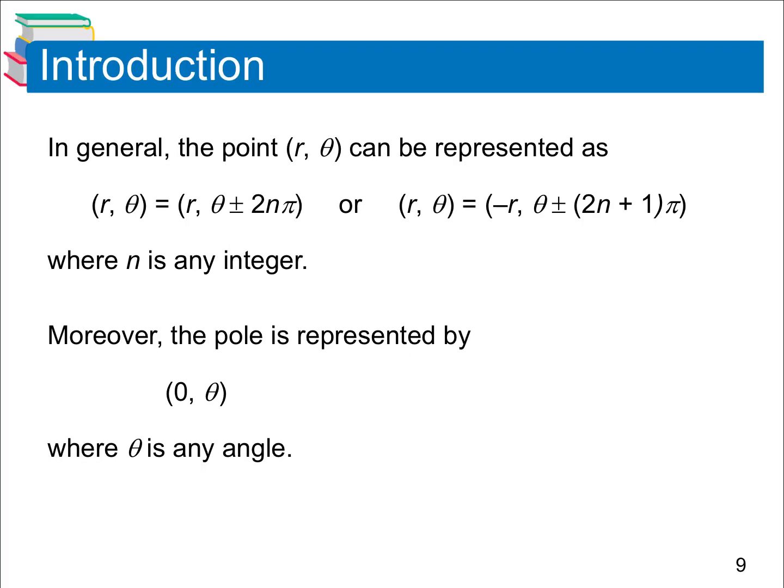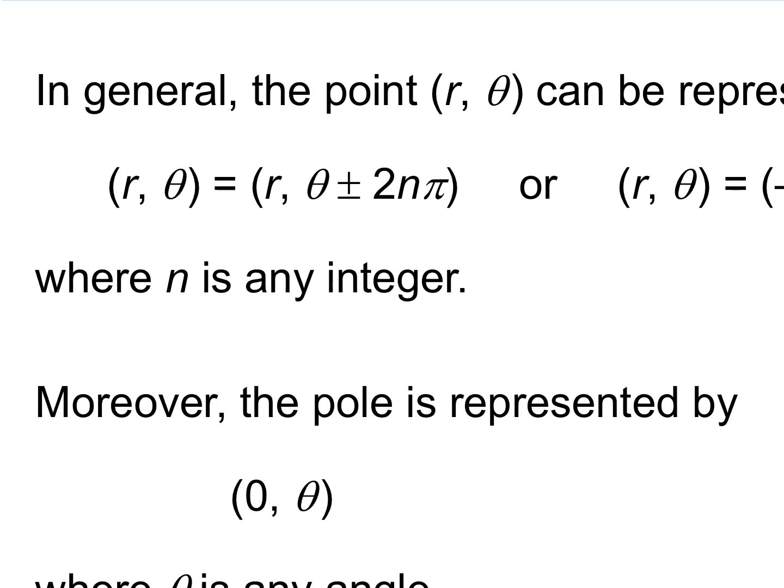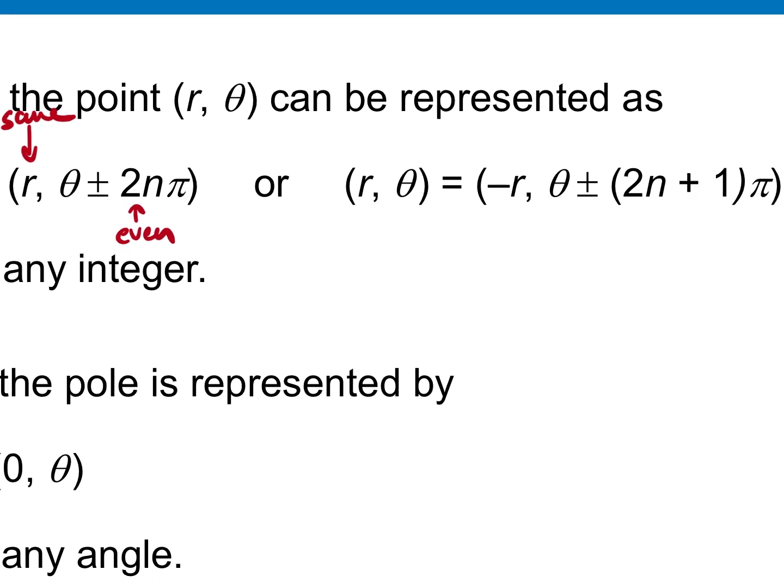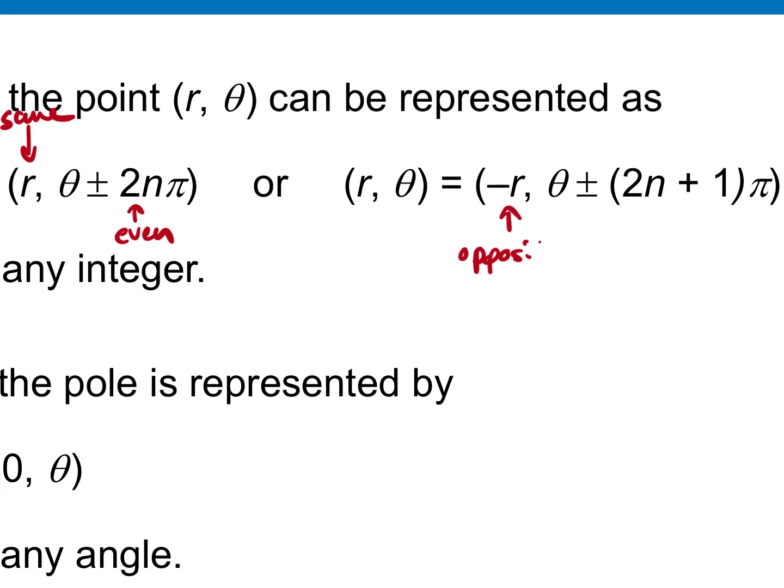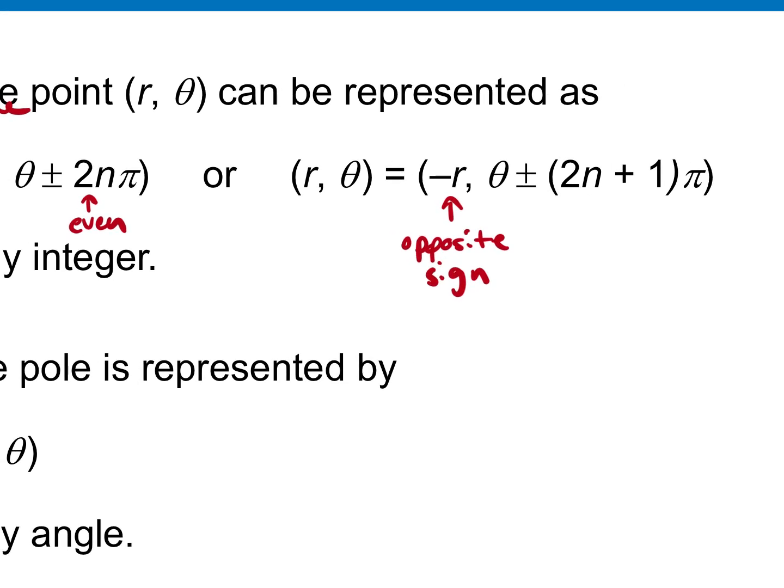So this next slide just rewrites it a little bit better. If we have r, where r is the same, you can add or subtract however many even amounts of pi's. If you change the sign of r, so here if you have the opposite sign, you can add or subtract an odd amount of pi's.